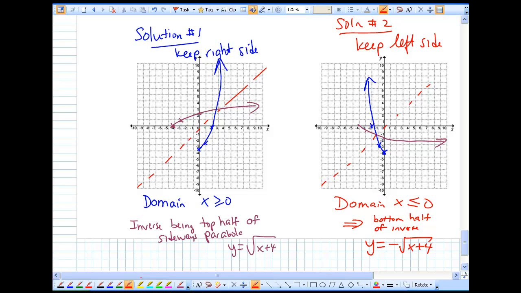Okay? And remember, the negative makes sense, right? Taking the negative, it's a reflection in the x-axis. Isn't it great how everything comes back together? All right, we're done.